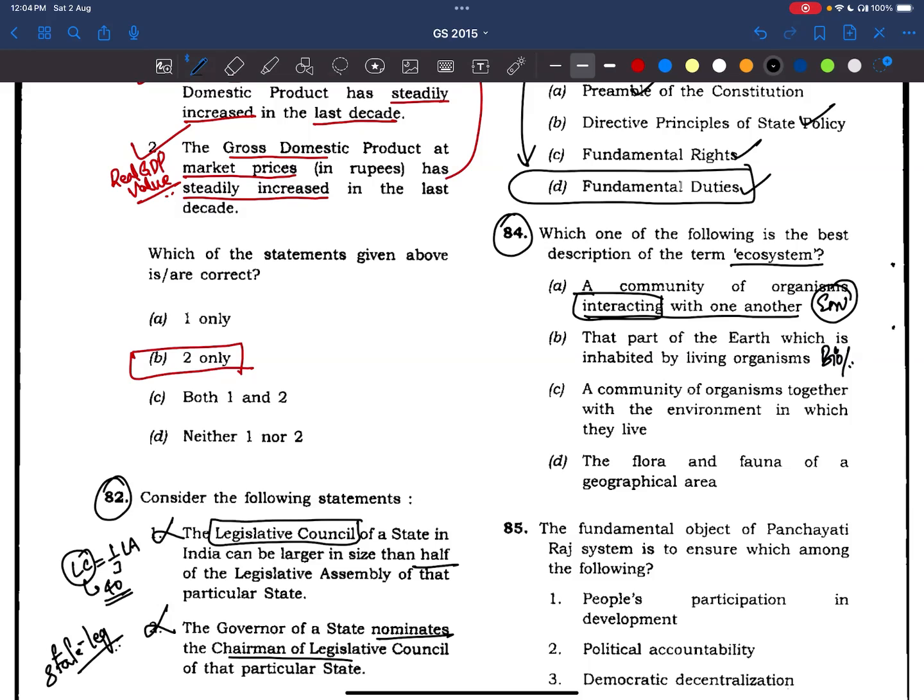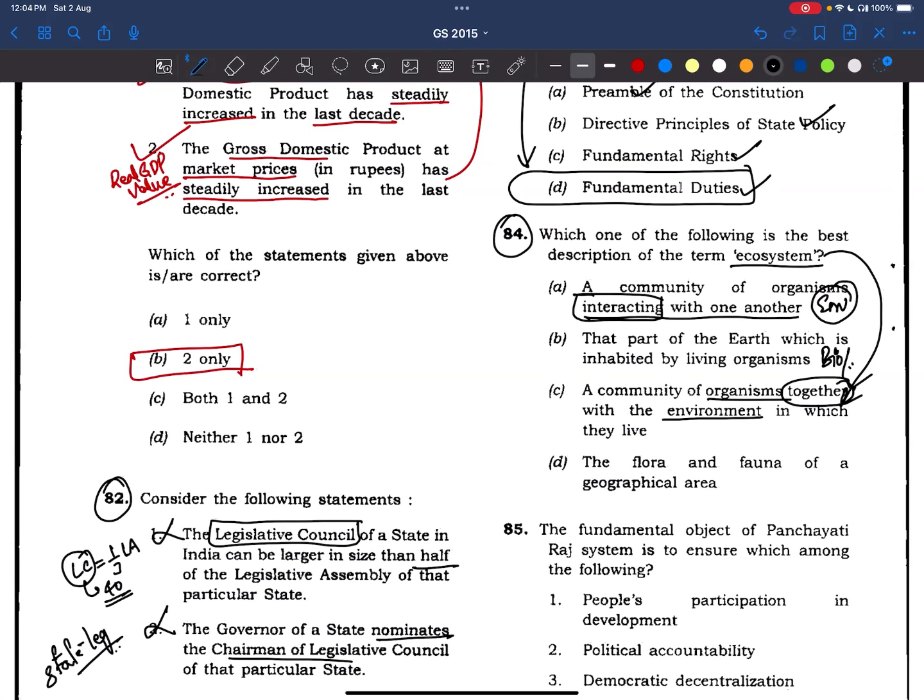Now, a community of organisms together with the environment in which they live. See here, organisms and environment. It is in line with the definition of ecosystem. But the word interaction is not given. But see, community of organisms together with environment. This indicates that the organisms and environment are living together. So it shows the interaction not in an explicit way, but this "together" implicitly includes the interacting as well. So this becomes the appropriate answer.